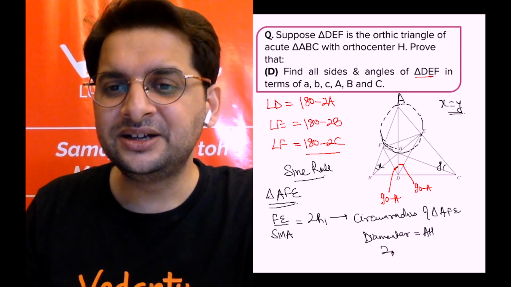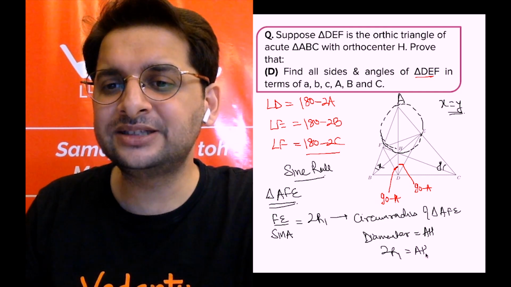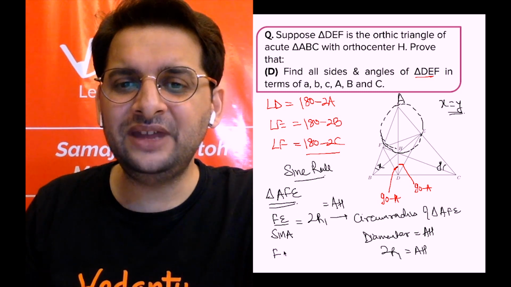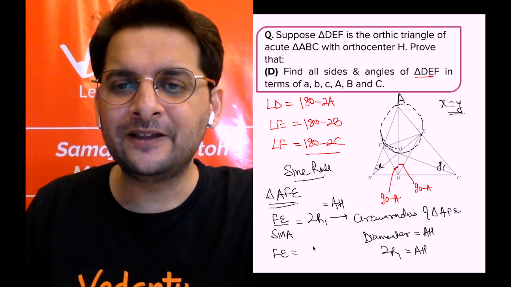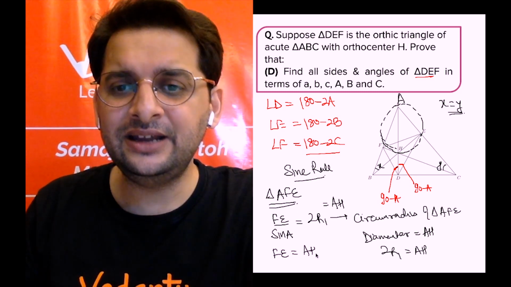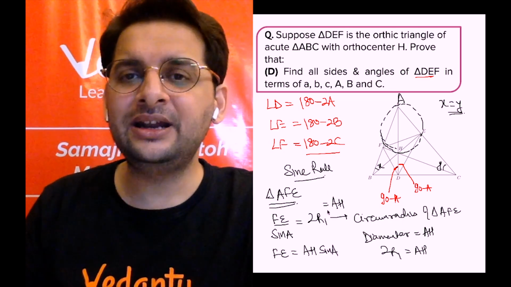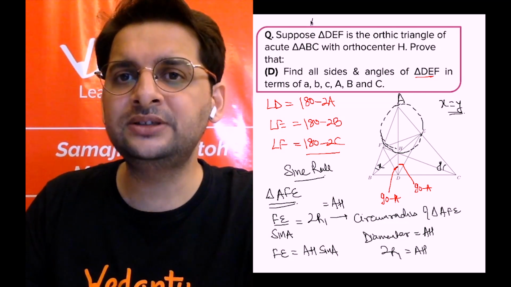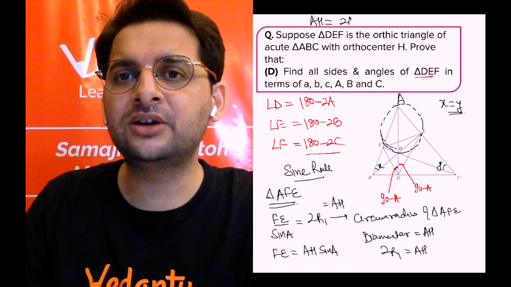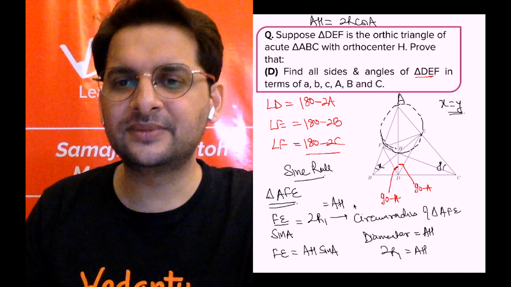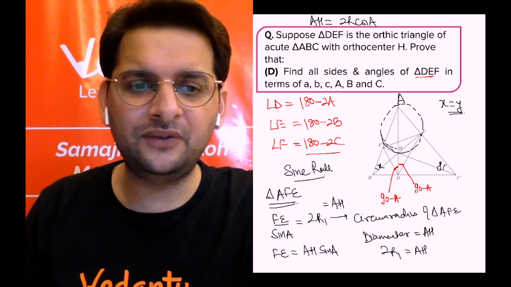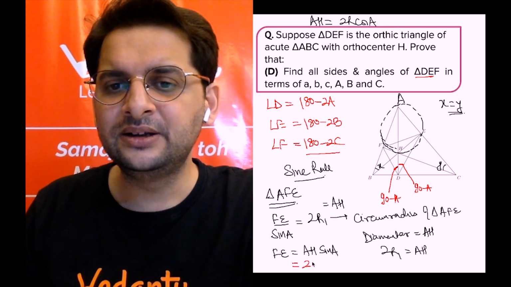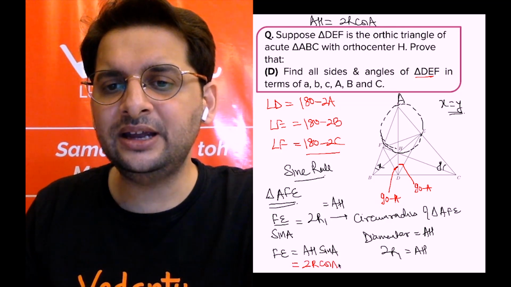So that means 2R1 is equal to AH. So job done. So FE would be AH sine A. And if we remember the value of AH, AH was 2R cos A. So just substitute the value of AH. So this would be 2R cos A into sine A.